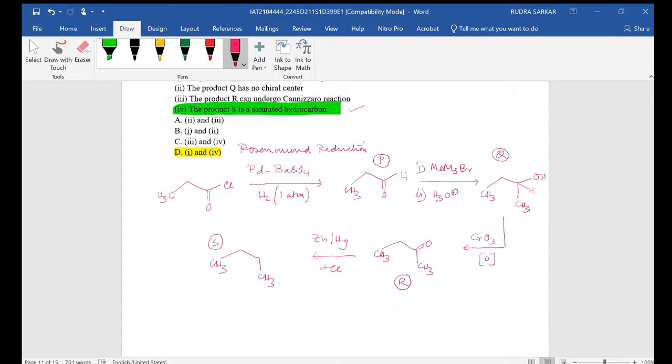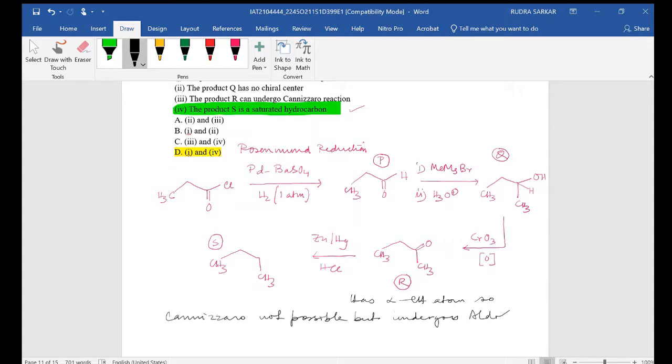The product R can undergo Cannizzaro reaction. As we see the product R over here, it has no aldehyde, so no Cannizzaro possible. Or rather we should say over here it has alpha CH atom, so Cannizzaro not possible, but undergoes aldol condensation. Okay.